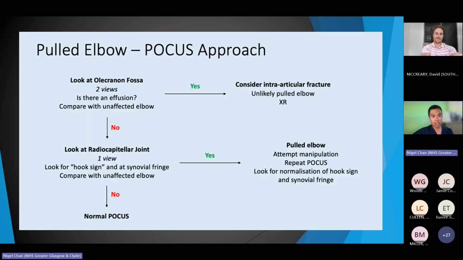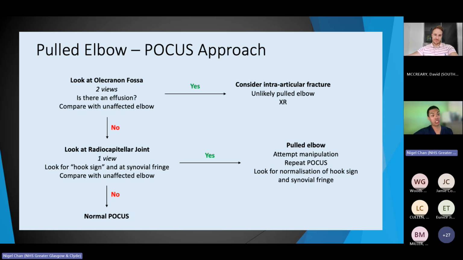This is just a schematic diagram of how I approach pulled elbows now. As I said, if they're obviously a pulled elbow, then fine, they're a pulled elbow. If you're not sure, then scan the elbow to look for an effusion. If there's an effusion, they don't have a pulled elbow, so X-ray them. If you don't see an effusion, have a look at the radiocapitellar joint to see if they've got a pulled elbow. And if you reduce it, that's great. You can also rescan it just to see that the sign normalizes.